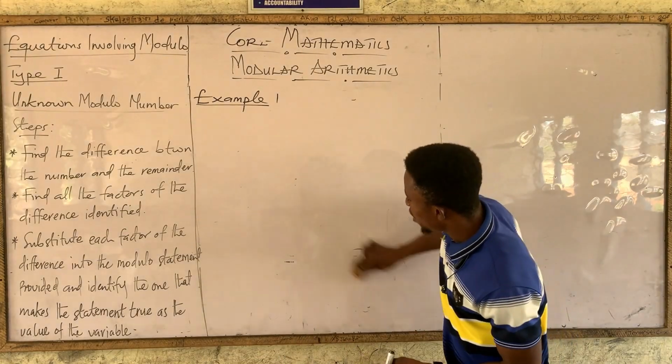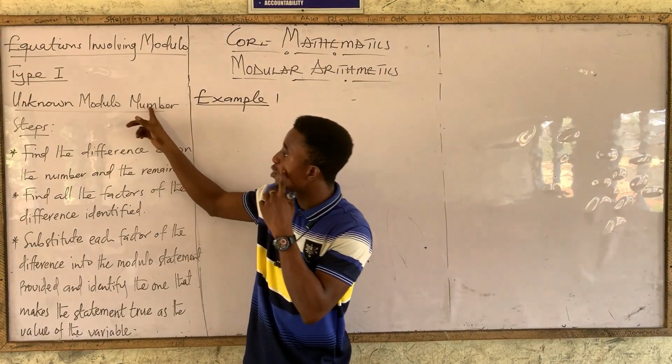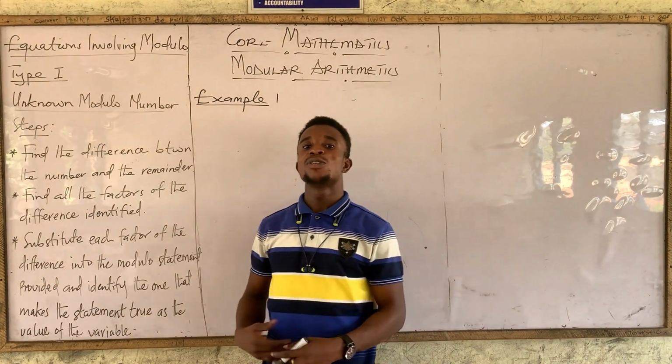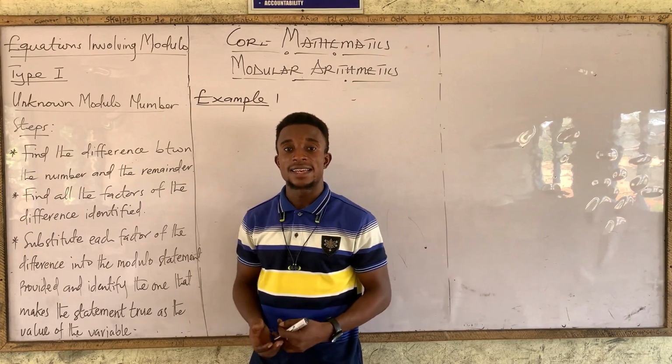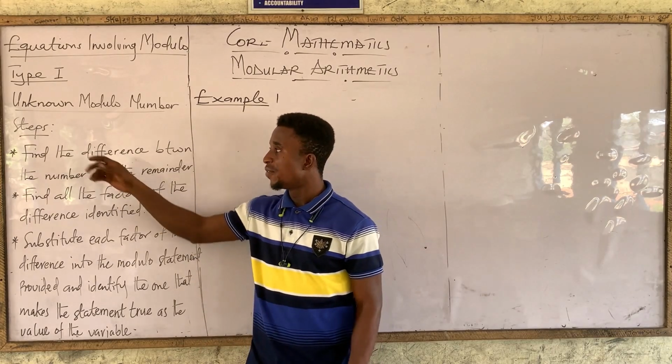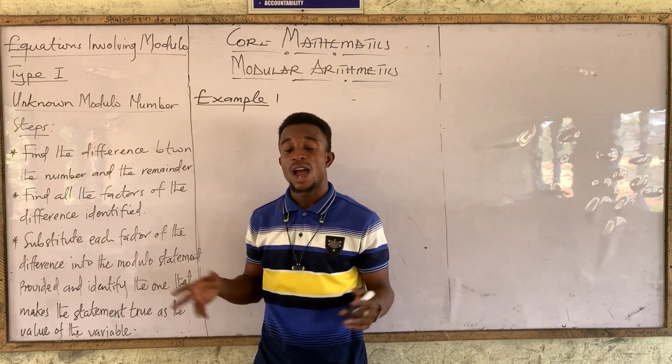So I said, yeah, it is two folds. That is one unknown: the modulo number. So when the modulo number is not known, how can we find that? I've given you a list of steps that you follow to find that. It's very simple. Are we getting that?